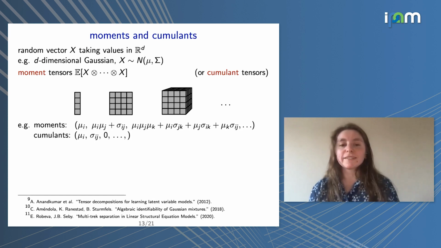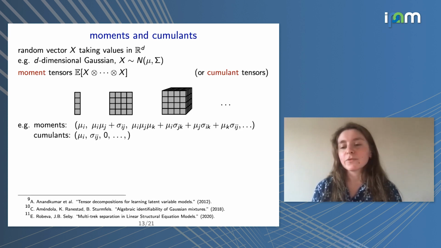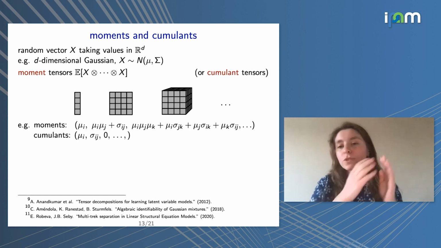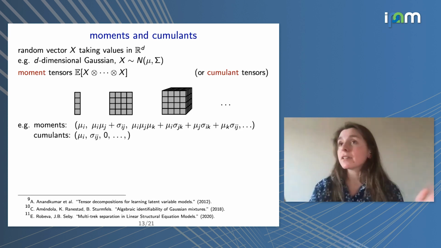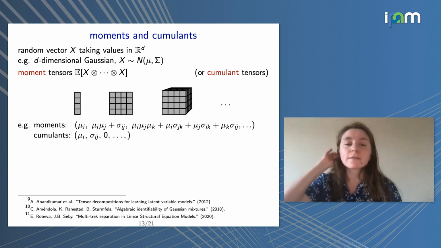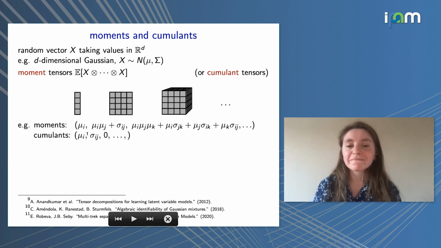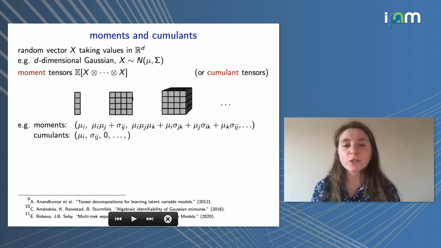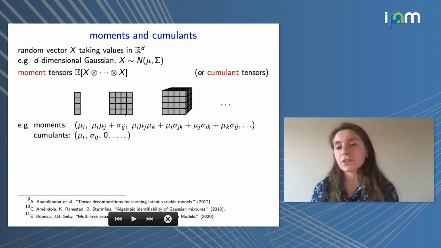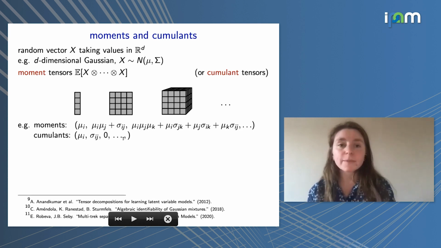Or it's often nicer to work with cumulant tensors instead of moment tensors. For the d-dimensional Gaussian, if we work with cumulants, this also gives us, in principle, an infinite sequence of tensors which encodes our distribution. Our first cumulant is our mean vector mu. Our second cumulant is the covariance matrix sigma, and the higher order cumulants in this particular example vanish.